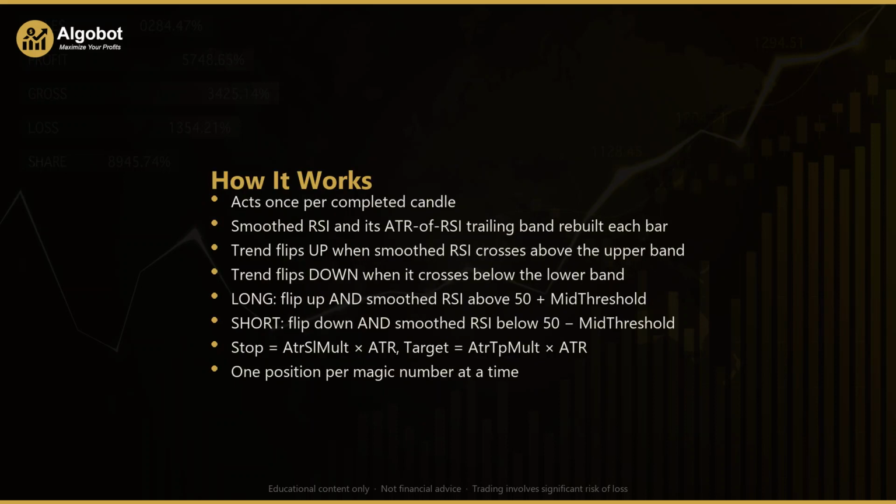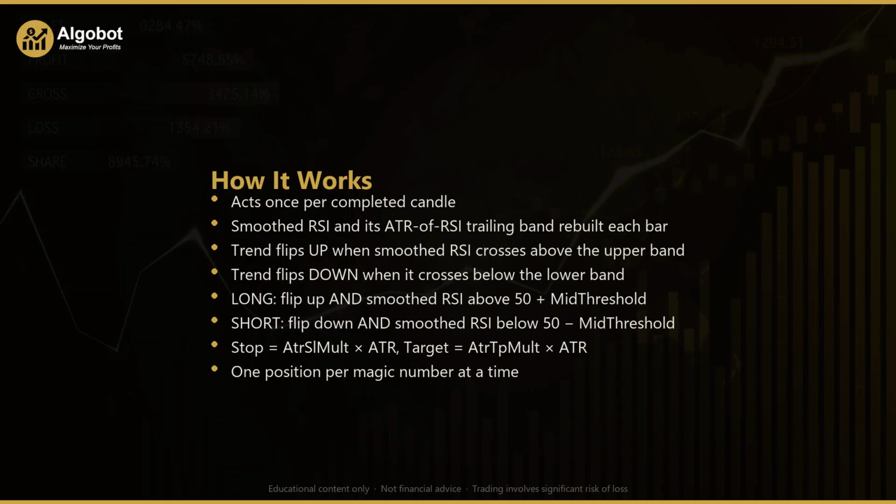Now let's walk through the exact logic, step by step. The expert advisor works on completed candles only. It waits for each bar to close before doing anything, which keeps its decisions stable and repeatable rather than reacting to every flickering tick. On each new bar, the strategy rebuilds its QqE state. First, it computes the Wilder relative strength index over the chosen period, 14 by default. Then it smooths that value with an exponential moving average, using the smoothing factor of 5. This gives the smoothed RSI line.